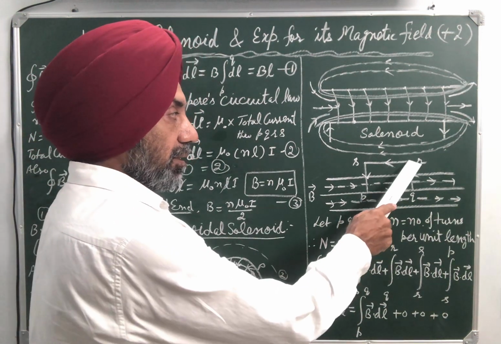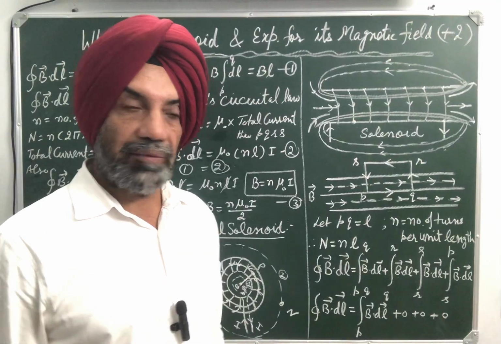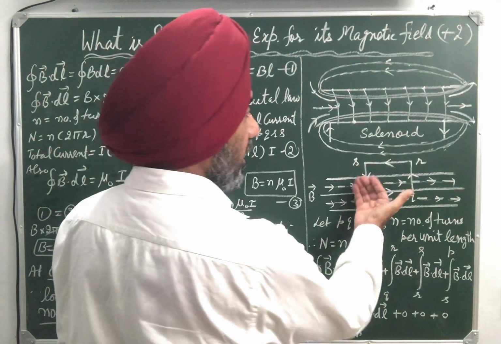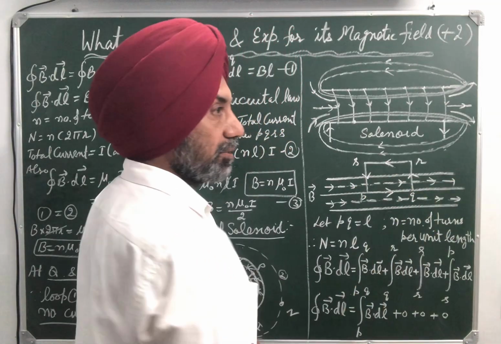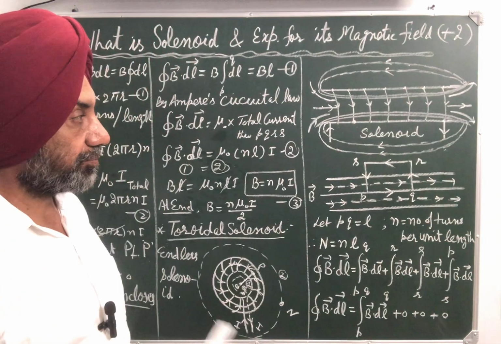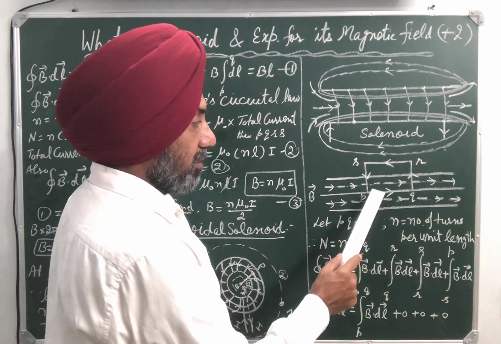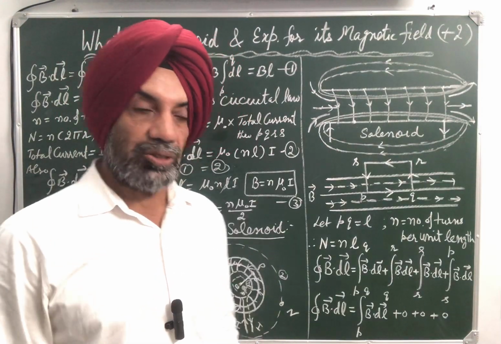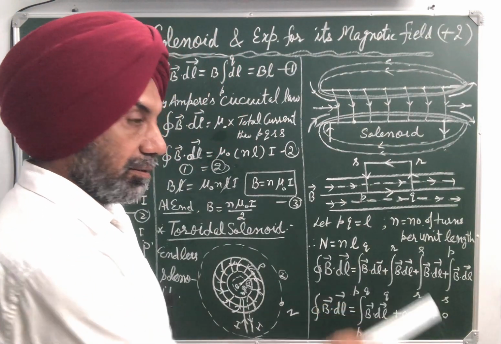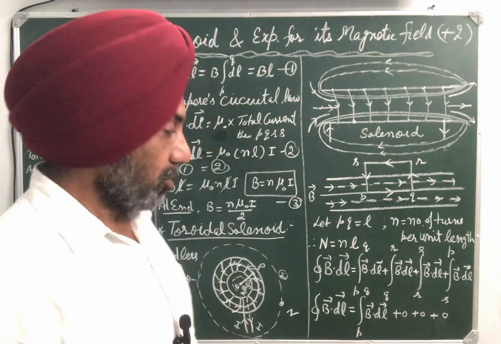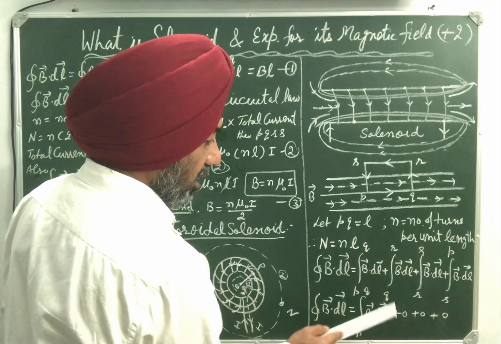because from R to S there is no magnetic field, it lies outside the solenoid. So magnetic field will exist inside the solenoid only. Wire carrying current produces magnetic field along the solenoid only. PR and SP are perpendicular to the magnetic field. So therefore the angle between B and dl will be 90 degrees. So cos 90 is 0. So all these three integrations are 0.